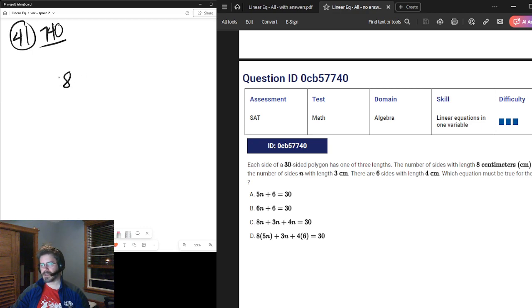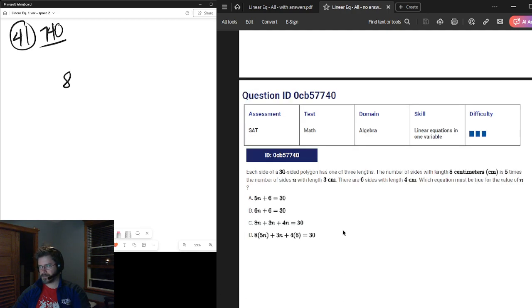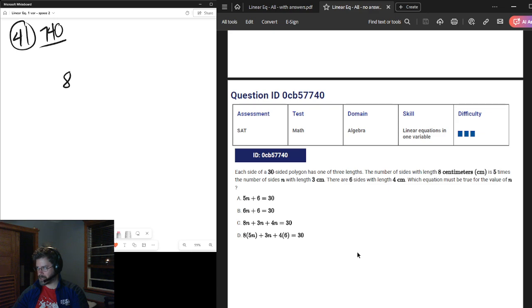I'm going to build a table. Let me finish reading the question before I come up with a strategy here. I've never seen this question before. I'm assuming too much. So back up. Let's read the question and then decide on a strategy. Okay, the number of sides with length 8 is 5 times the number of sides N with length 3, and there are 6 sides with length 4. What must be true for the value of N?